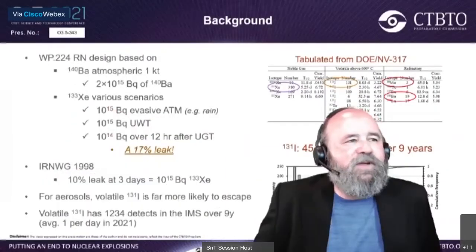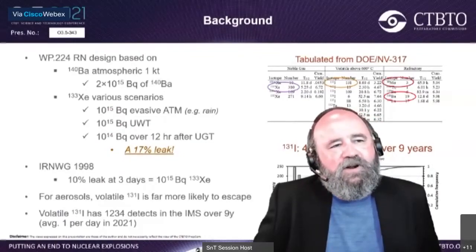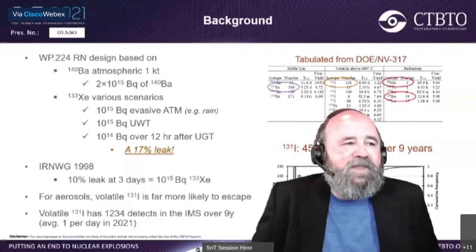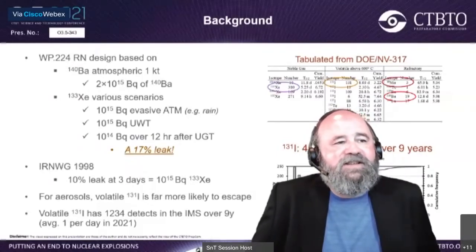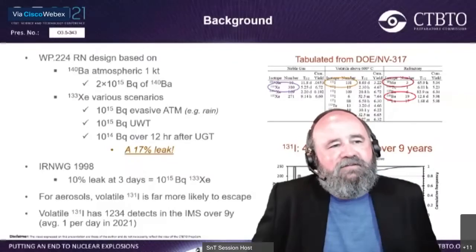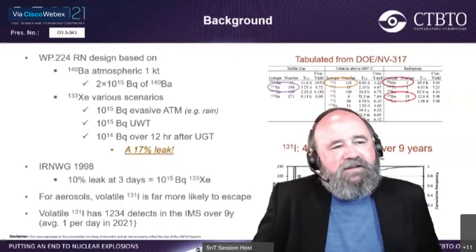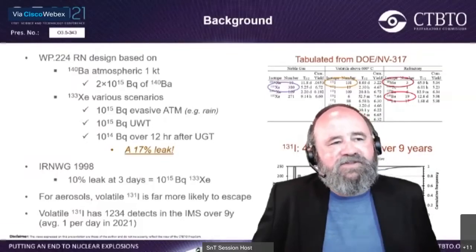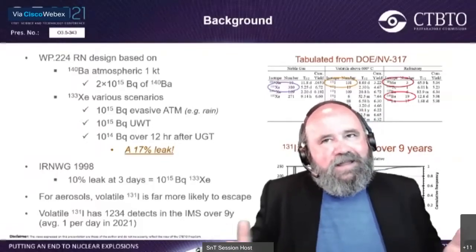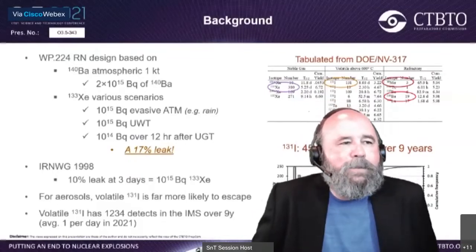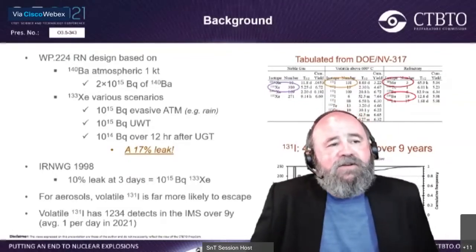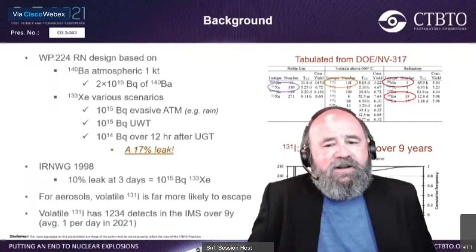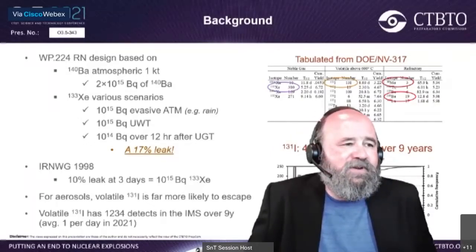If you go back a few years, working paper 224 defined what the network ought to be composed of and what its sensitivities might be. There were other definitions of these things, but that was the original one. We later defined a 10% leak of Xenon-133 to be the interesting one at 3 days of decay of iodine into Xenon-133. But we know that of aerosols, although working paper 224 was pointing at barium-140, we know that iodine-131 is the most likely to be released.